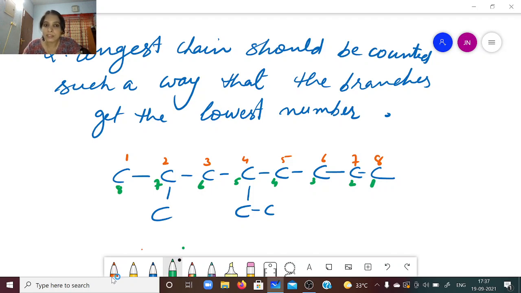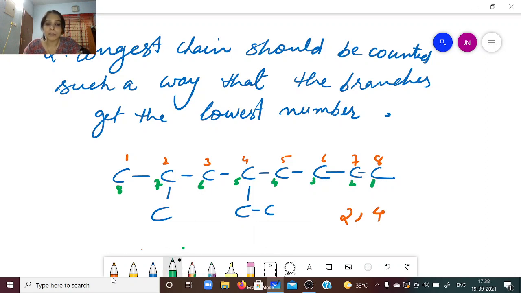What is the rule? Please read this: the longest chain should be counted in such a way that the branches get the lowest number. So we can understand that we should count it from the left. When we count from the left, we are getting the branches, with the orange ink I am writing, on carbon 2 and carbon 4. So 2 and 4 we are getting.